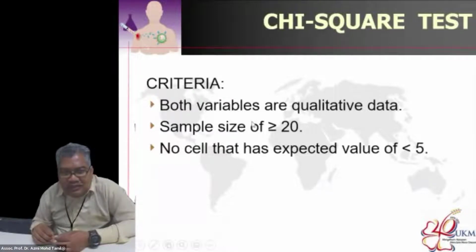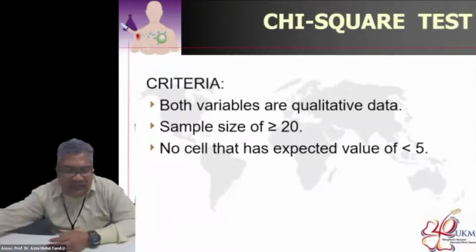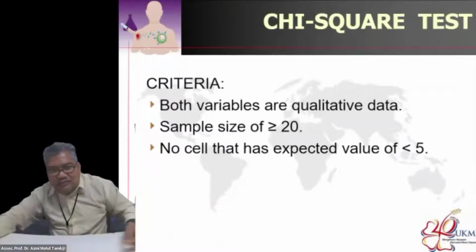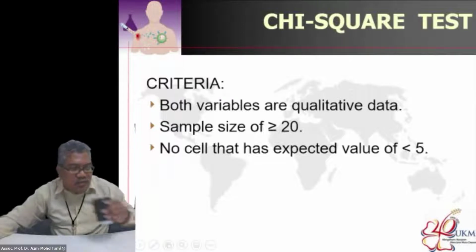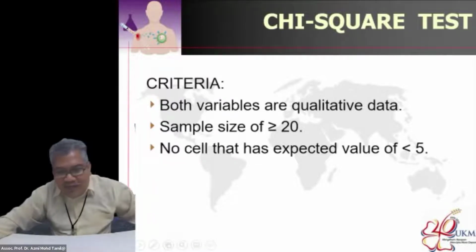The other is that the sample size should be at least 20, and no cell has an expected value of less than 5. Okay, no cell has an expected value of less than 5, and that is a problem. Why? Because many of you do not know how to calculate the expected value. Very sorry.